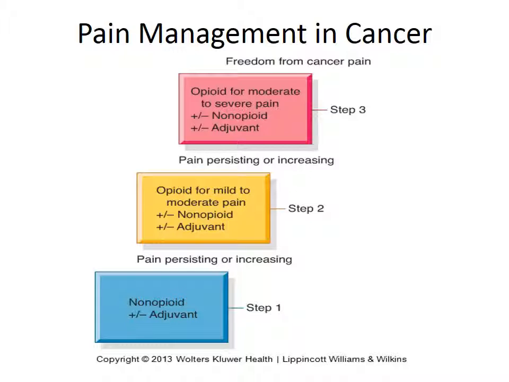Step 1 often has a patient using a non-opioid plus or minus an adjuvant. If the pain persists or increases, then an opioid is added for mild to moderate pain, along with a non-opioid and possibly an adjuvant. If the pain continues to persist or increase, then the opioid for moderate to severe pain is increased, the non-opioid is definitely used, and the adjuvant is also used, hopefully resulting in freedom from cancer pain.